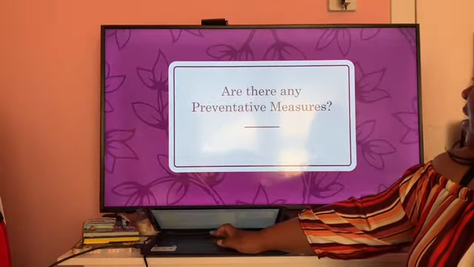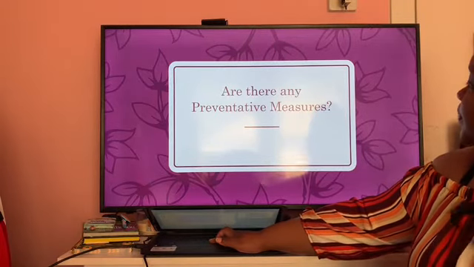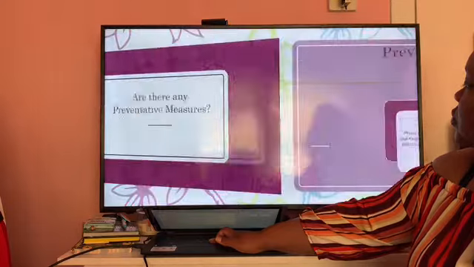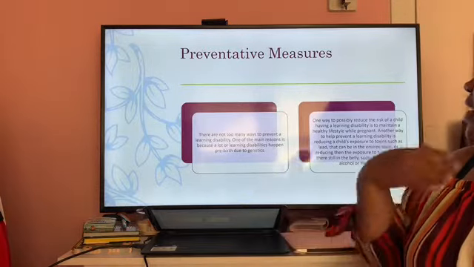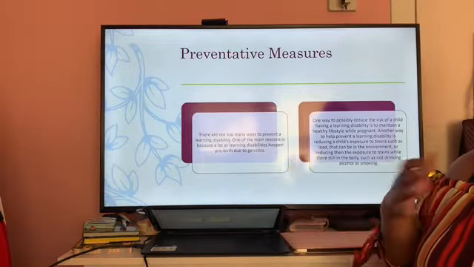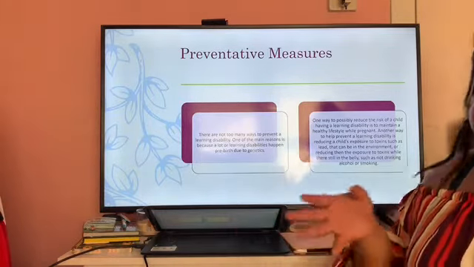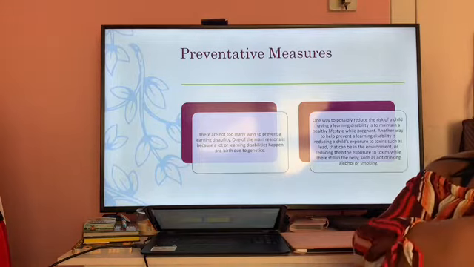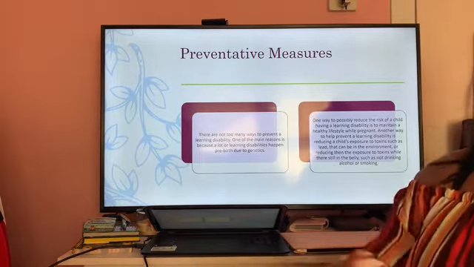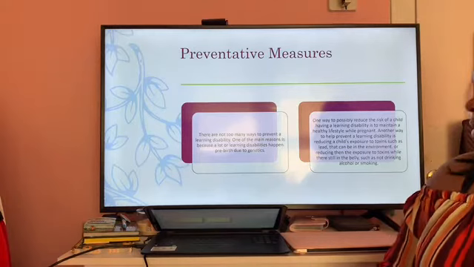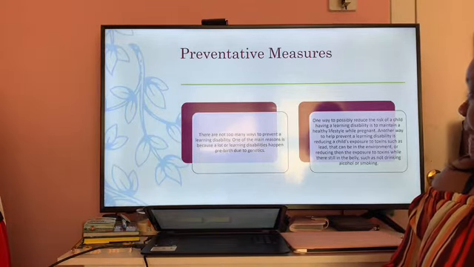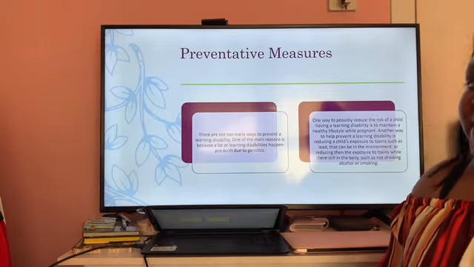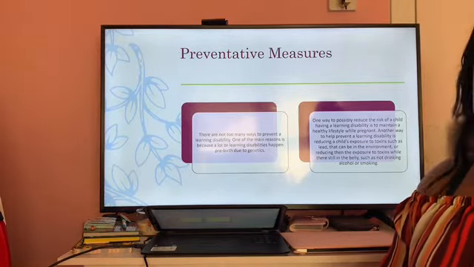So are there any preventative measures? So as far as preventative measures, there aren't any preventative measures you can really do. The only thing that could really help a child not get a learning disability is to live a healthy lifestyle. Especially because some learning disabilities are due to pre-birth or genetics, so you don't really have any control over it.